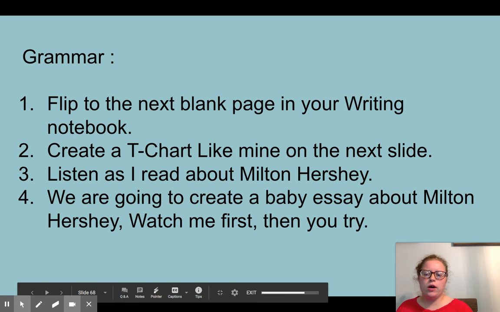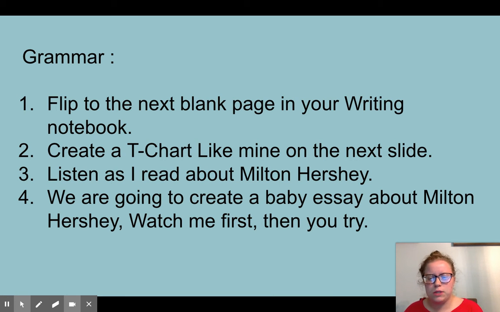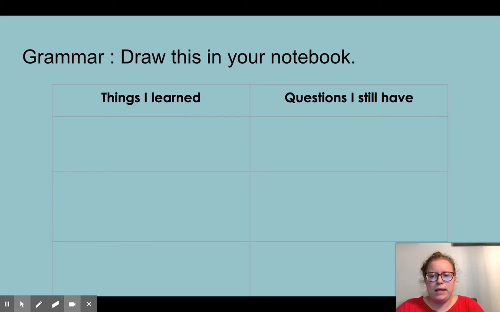And so go ahead and flip to your next blank page in your writing notebook. Okay, you're going to create a T chart like this. On one side, you're going to say things that I learned. On the other side, you're going to put questions I still have. Okay, and you can pause this video so that students have time to do that.